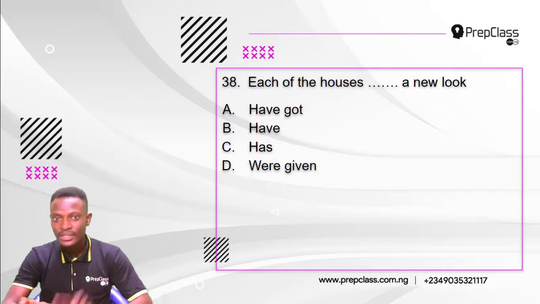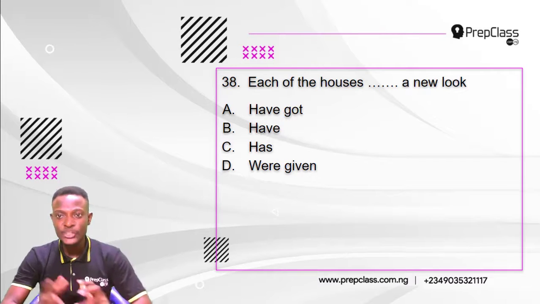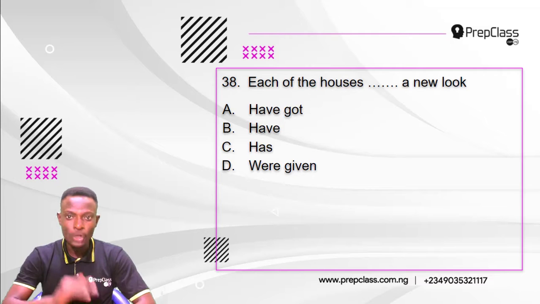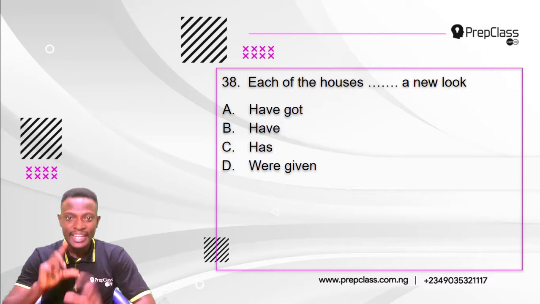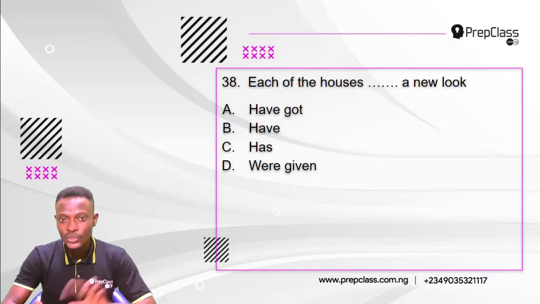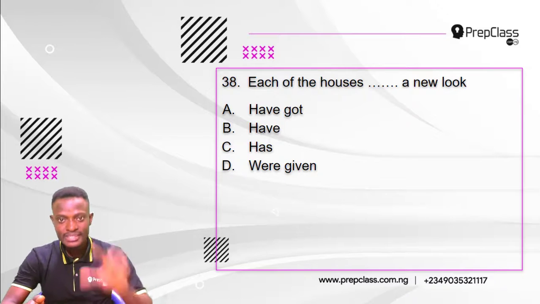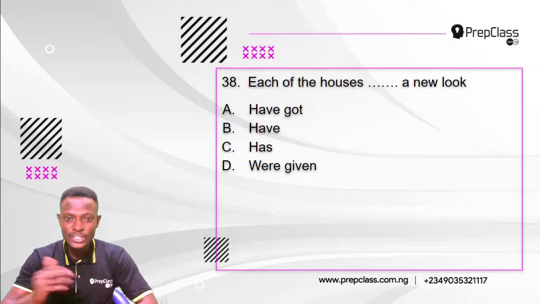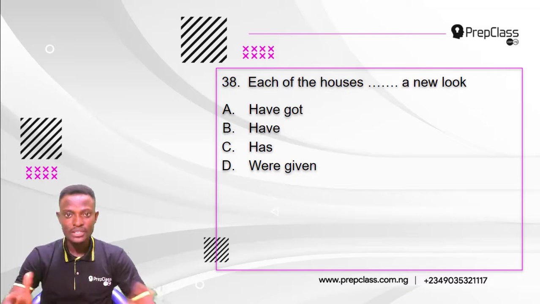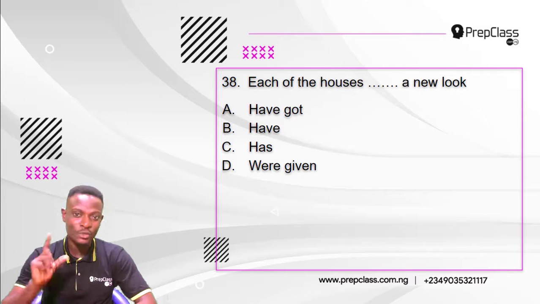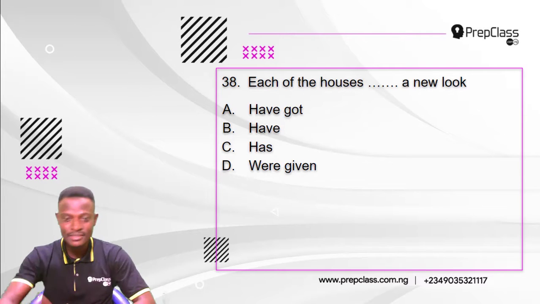Question 38 reads: each of the houses dash a new look. A. Each of the houses have got a new look. B. Each of the houses have a new look. C. Each of the houses has a new look. D. Each of the houses were given a new look. So, which of these options is the best to complete the gap in this sentence?